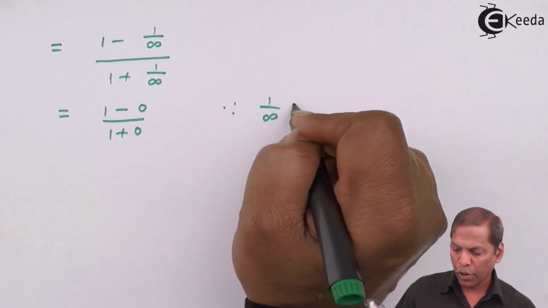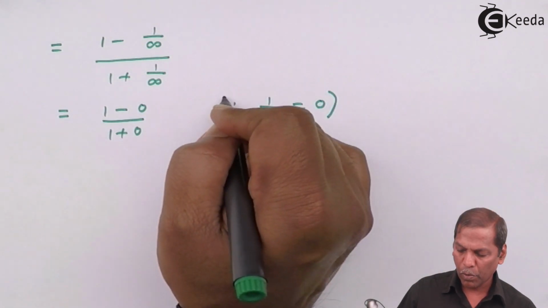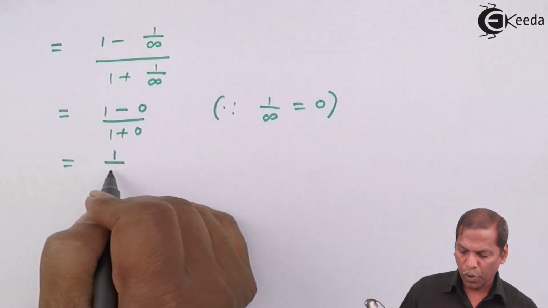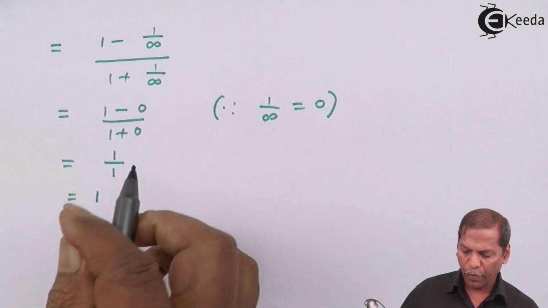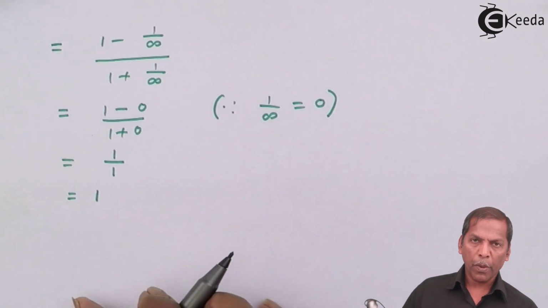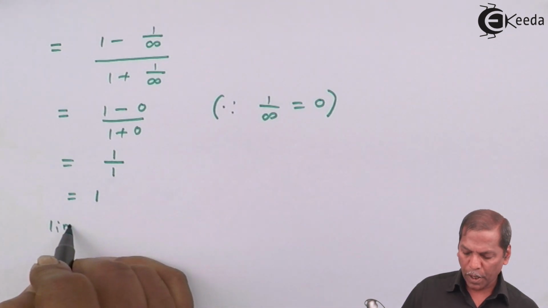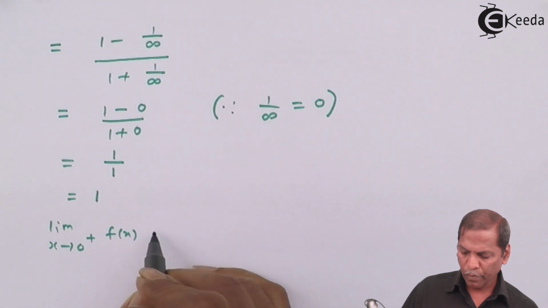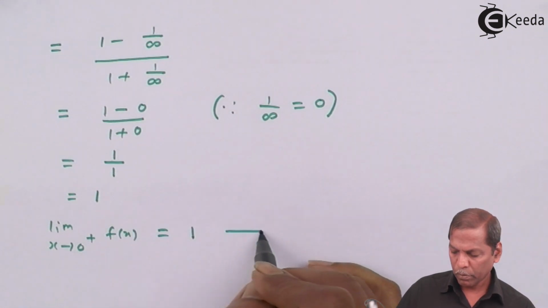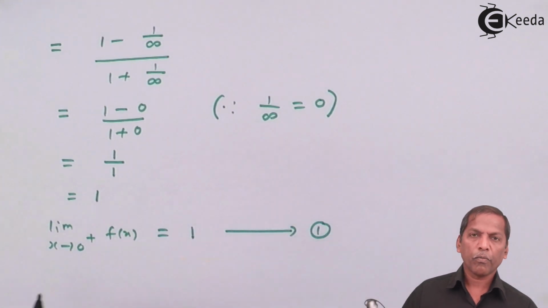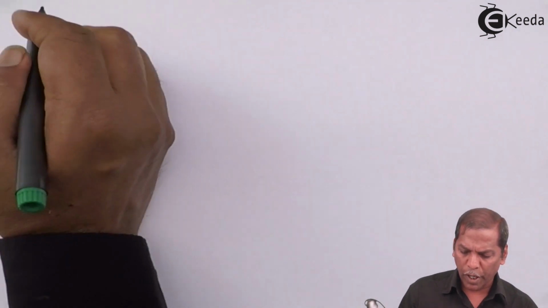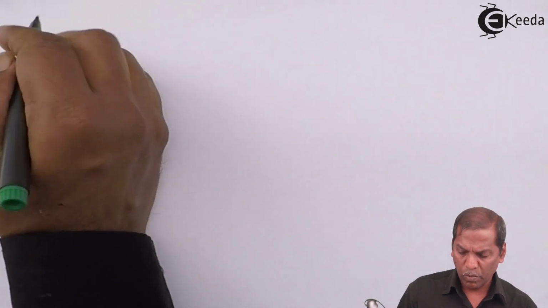Since here we mention 1 upon infinity equal to 0, 1 minus 0 we get 1 and 1 plus 0 also we get 1. So finally we get 1. In this way the right hand limit, that is limit x tends to 0 plus f of x, is equal to 1. Let us denote this as equation 1. Now we consider the second case, that is for x less than 0.